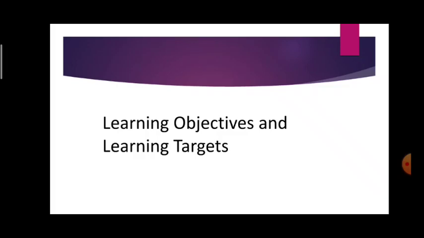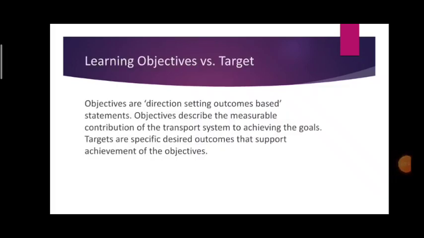So ano nga ba yung pinagkaiba nila? Objectives are direction-setting outcome-based statements. Objectives describe the measurable contribution of the transport system to achieving the goals. Targets are specific desired outcomes that support achievement of the objectives. Yung pinagkaiba nila is yung target tend to be precise and quantifiable. Ibig sabihin, yung target is more measurable. So, sabihin natin yung target is measurable compared sa objective. Ibig sabihin, objectives are vaguer than targets.